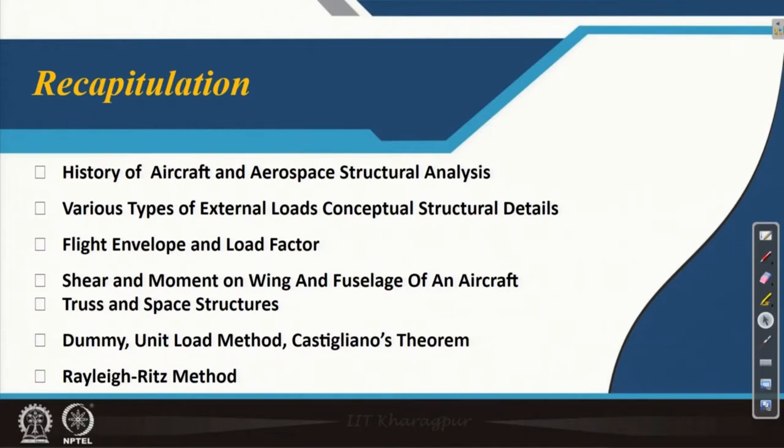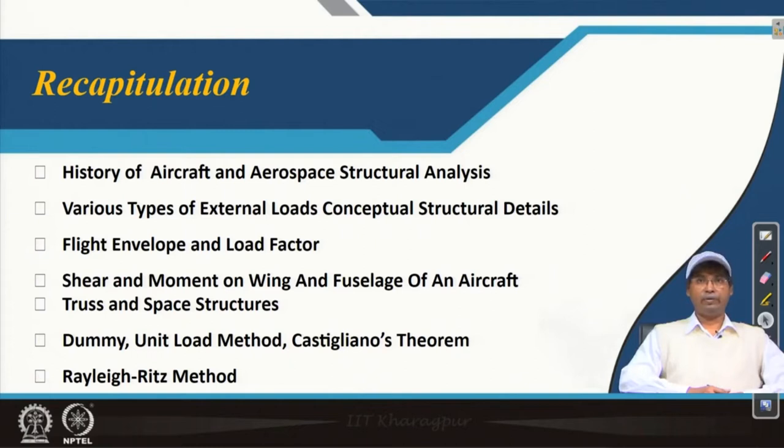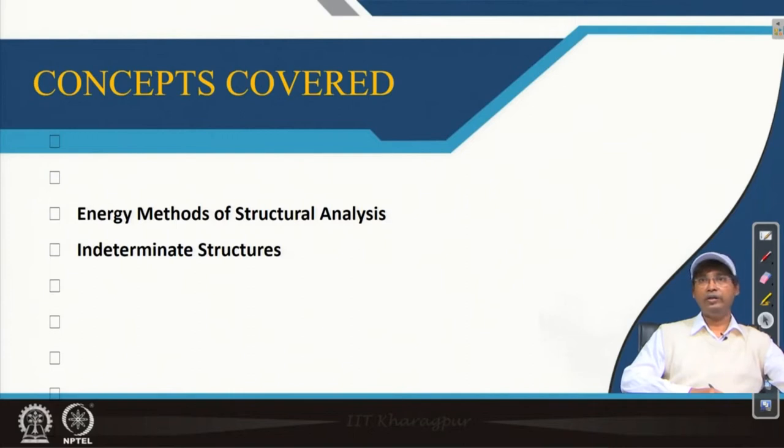In indeterminate structures. As a recapitulation, already we have covered many things: history of aircraft and solid mechanics or structural analysis, various types of external loads experienced by the aircraft structures, flight envelope, the value of n, how it varies, the load factor we have considered. We have seen how the moment varies on wing or on fuselage because of the load, for a typical example we have solved. In energy methods, we have solved various methods as listed during this week in the last few lectures, that is dummy load method, unit load method, Castigliano's theorem, and Rayleigh-Ritz method. So, now we will proceed further to solve the indeterminate structures.